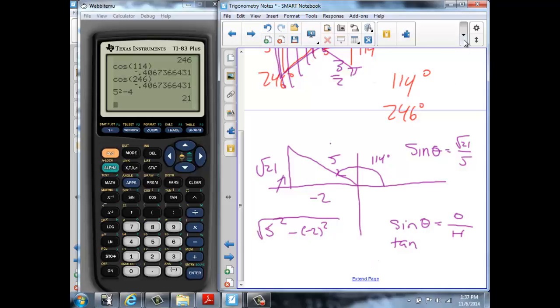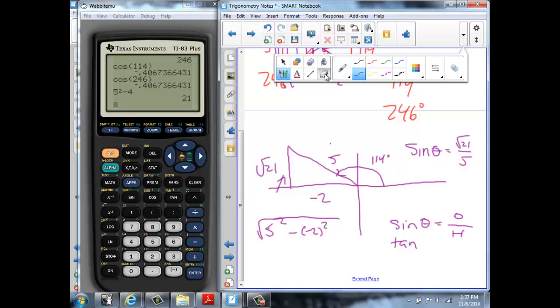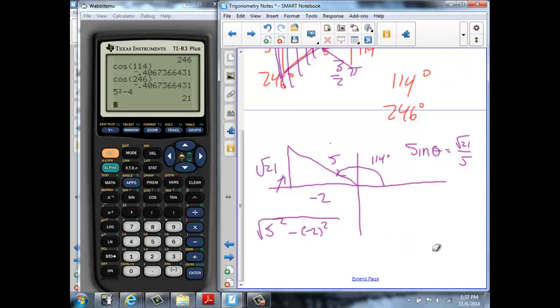What's tan going to be equal to? Opposite over adjacent. Tan would be equal to opposite over adjacent, but opposite is now y, and adjacent is now x. So it'll be equal to root 21 over -2.